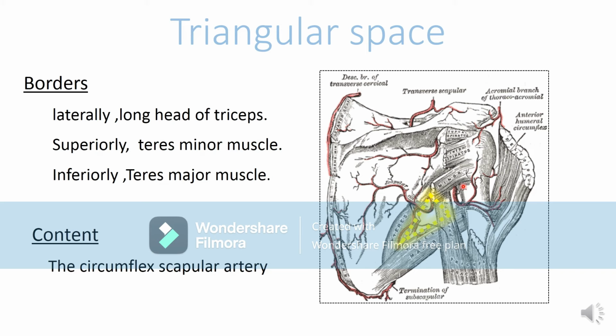The second space is the triangular space, which is also named the medial triangular space, because there is another triangular space in this region. This space is surrounded laterally by the long head of triceps, superiorly by teres minor, which is cut here, and inferiorly by the teres major muscle. It contains a minimally important structure, the circumflex scapular artery.